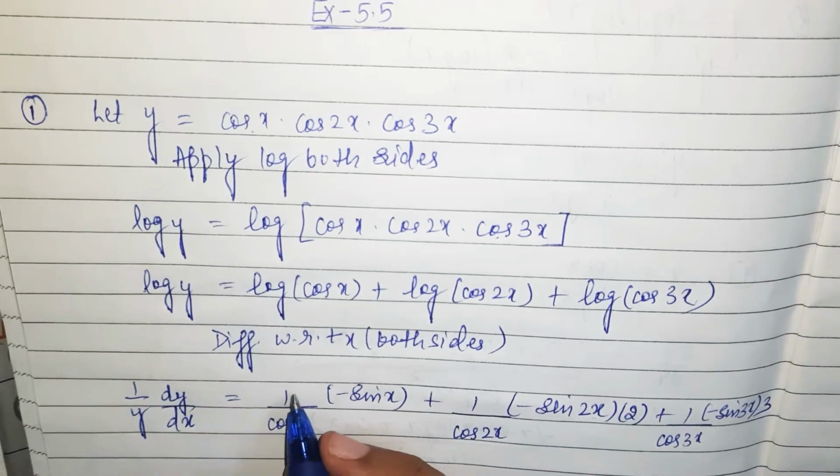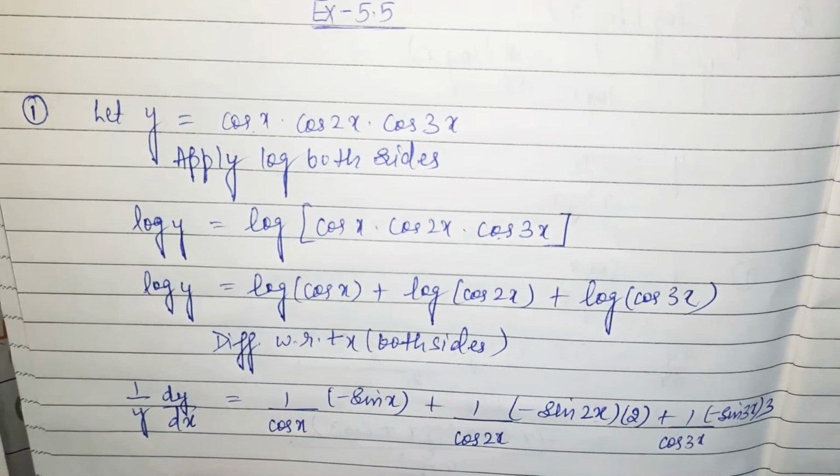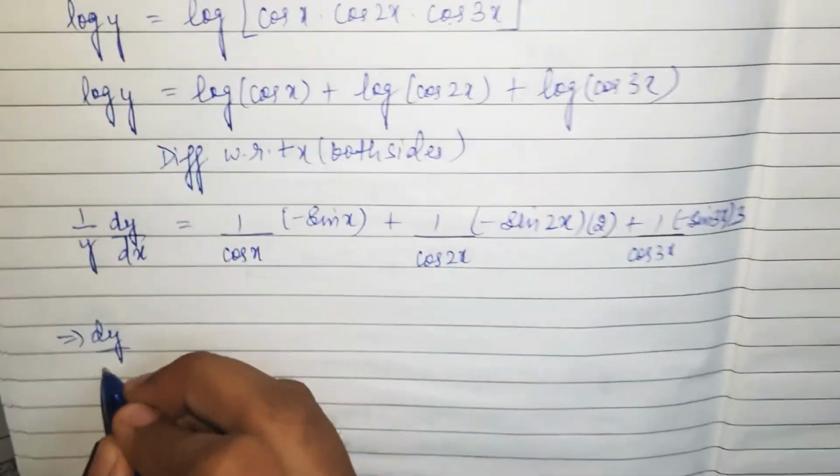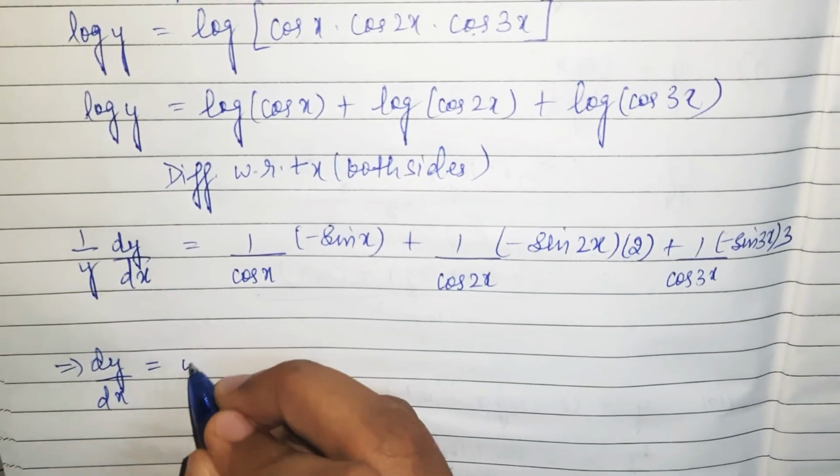Now take y to the right hand side. So basically I am getting dy by dx, which is equivalent to y.